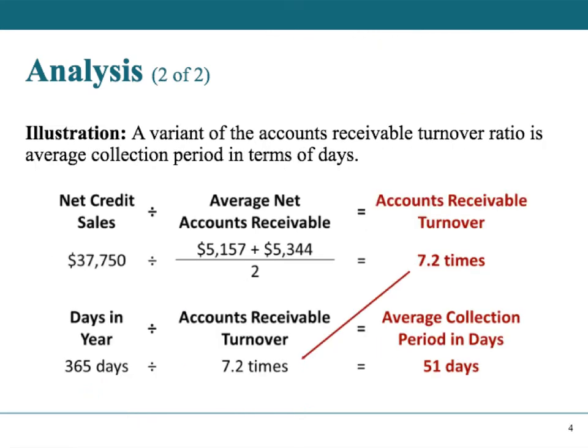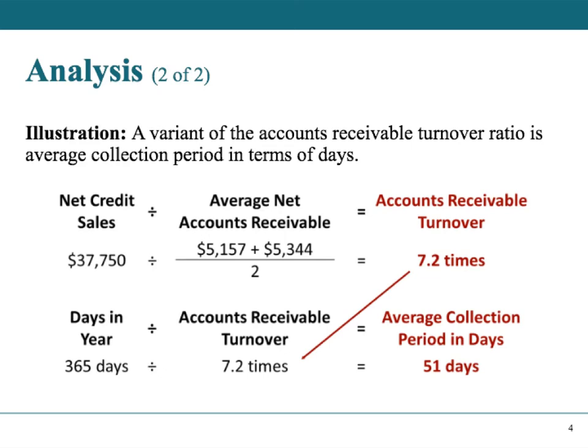A variation a little bit of this ratio is called average collection period in terms of days. Or also you might see the name days sales in receivables, number of days sales in receivables. That's another name for this average collection period. Okay, so what is that? If we take number of days in the year, 365 days, and we divide it by accounts receivable turnover, we will come up with how many days it takes us to collect our receivables.